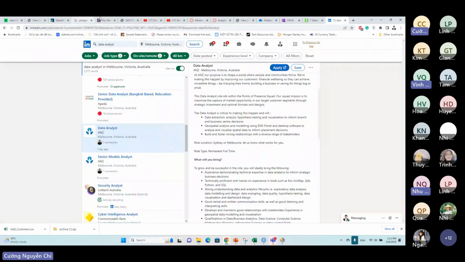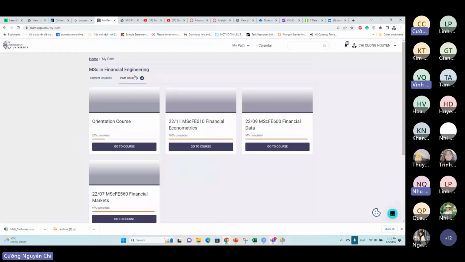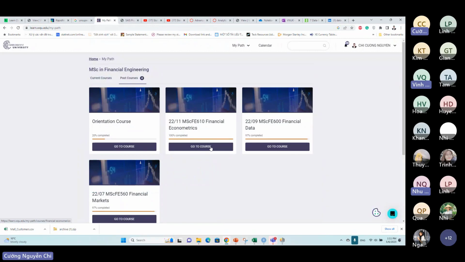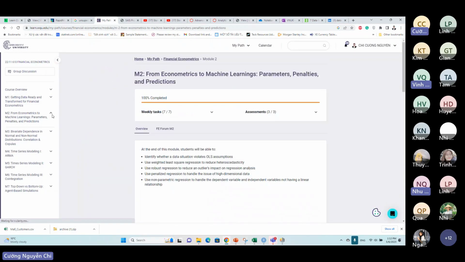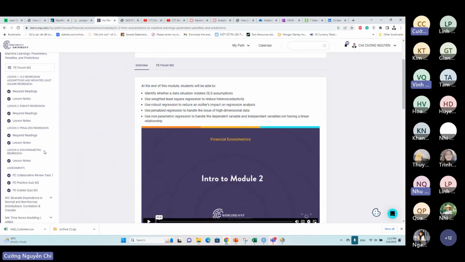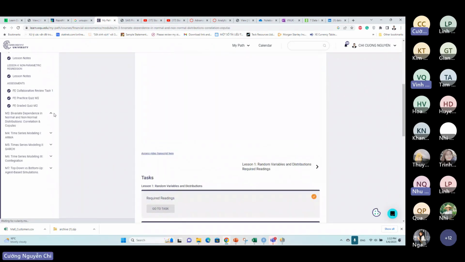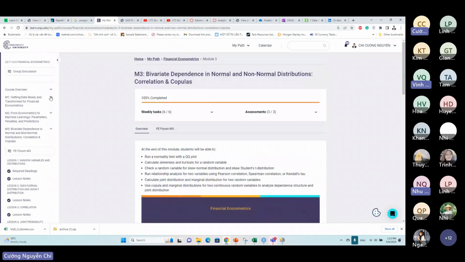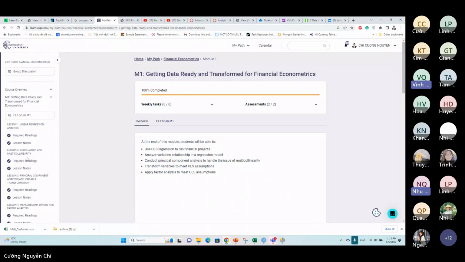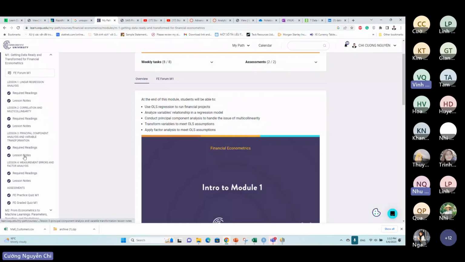Okay, let's go straight forward into, let me see, wait for a second. This one is just parameters, so as penalties, no, principal, it should be principal, correlation and principal, yeah.